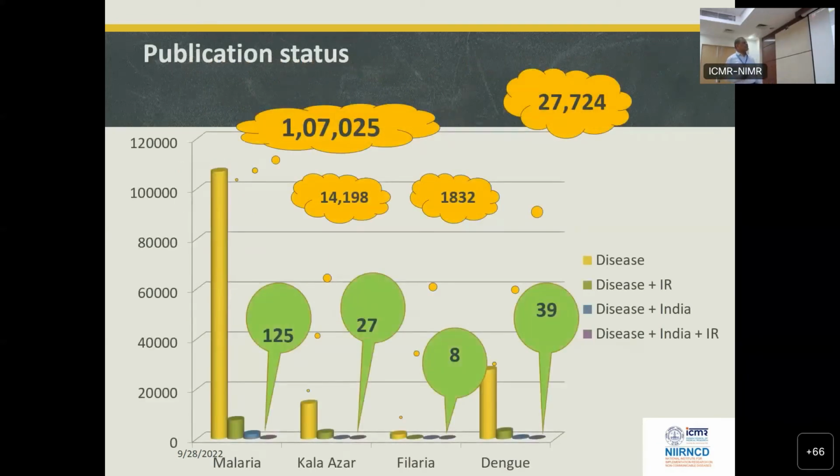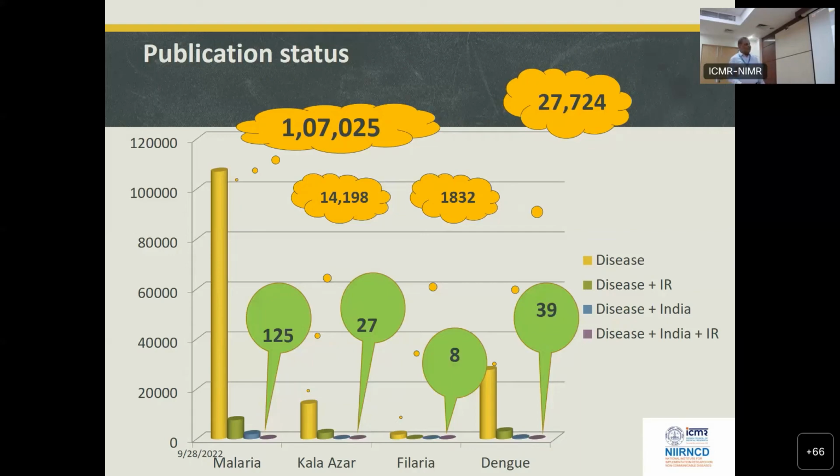At first level, I wrote the name of the disease only. When I wrote malaria, it gave me 1,07,025 articles from PubMed. Similarly, for Kala-azar, it was 14,000 something. For dengue, it was 27,000. And for filariasis, only 1,832 articles, when I type only the disease. When I add implementation research to that, the number goes down. The second bar you can see is way smaller, and this is the global picture.